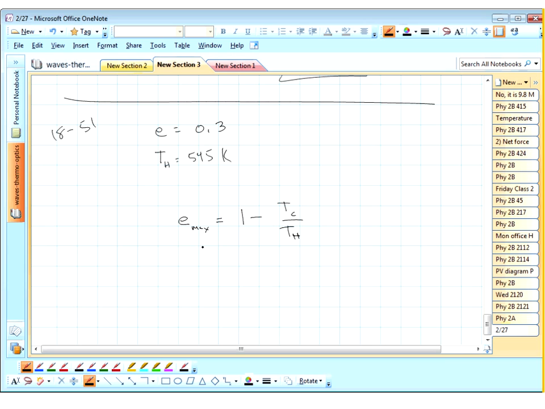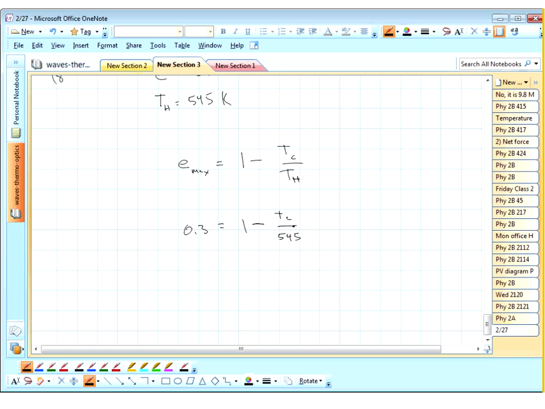So they gave us the efficiency. We're trying to find T cold. They gave us T hot. So we can solve for T cold in Kelvin. So what is it? 0.7 times 545.